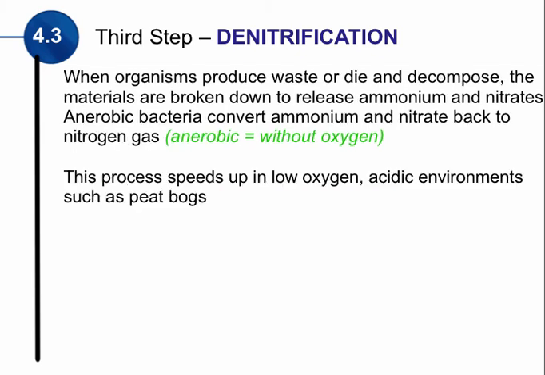Now, this anaerobic bacteria occurs in ecosystems that have low oxygen, acidic environments, such as a peat bog. And we looked at a peat bog already. So this area that has low oxygen has a lot of anaerobic bacteria, and it can convert that ammonium and nitrates back into nitrogen gas.